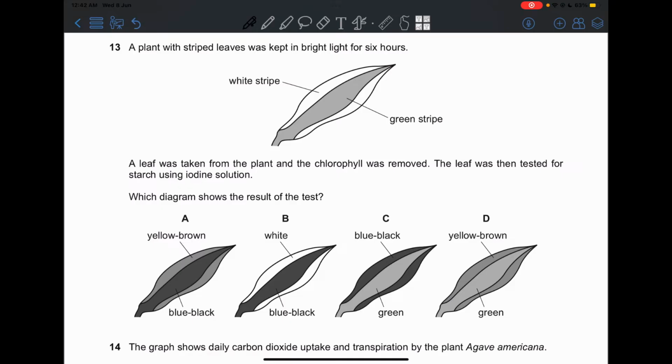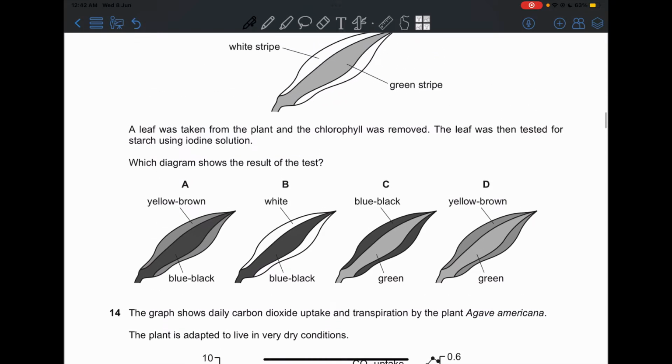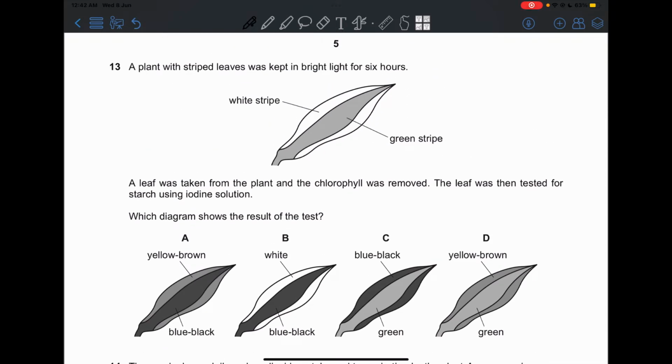13. A plant with striped leaves was kept in bright light for 6 hours. A leaf was taken from the plant and the chlorophyll was removed. The leaf was then tested for starch using iodine. Which diagram showed the result of the test? Now, we know that white will turn into orange-brown by the iodine test. If you want to know more about it, you can check out my paper 6 video that I have done. Any white part will remain orange-brown because the color of the iodine is actually orange-brown, and any green will be converted into blue-black.